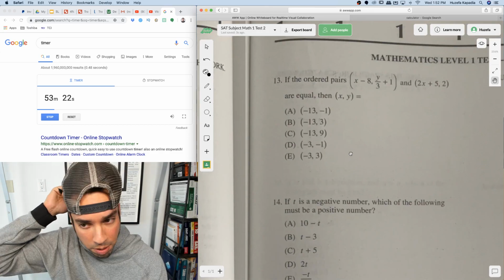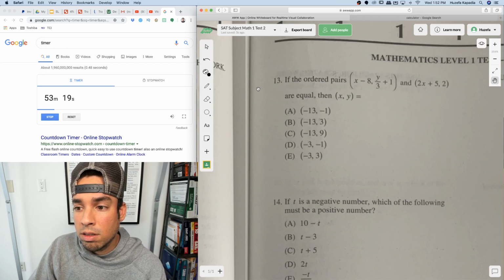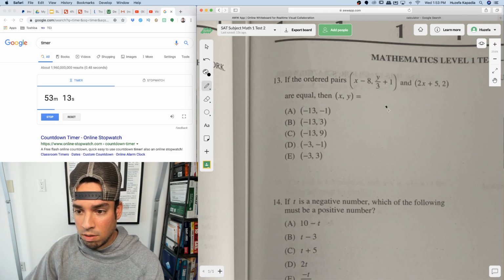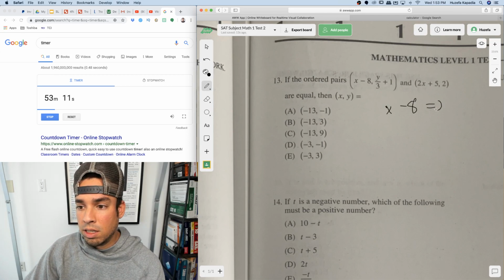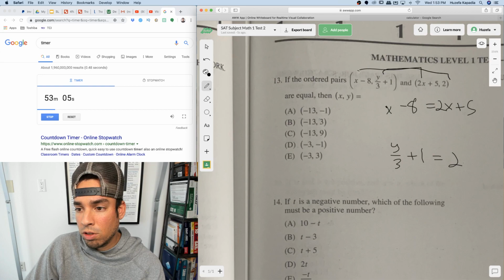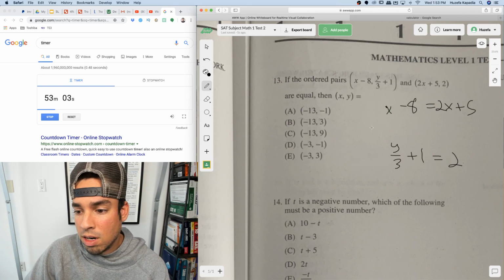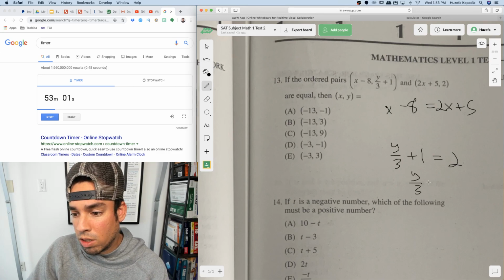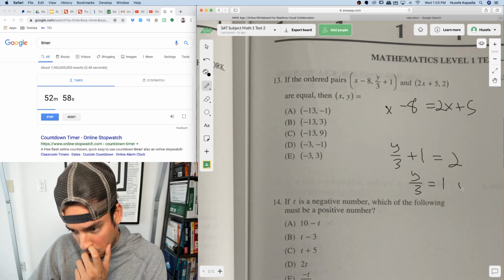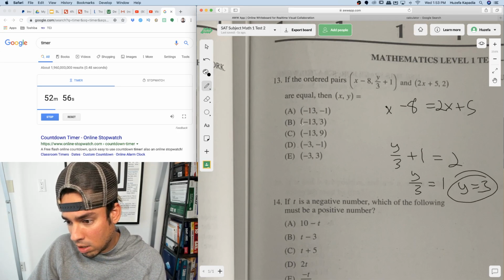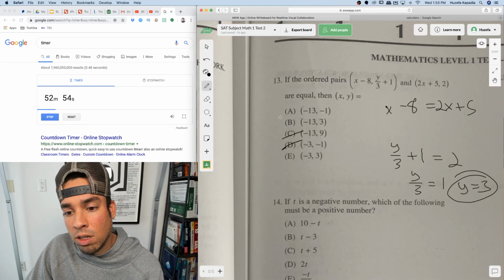13. If the ordered pairs are equal, okay, let's set them equal to each other. So that means, first of all, x minus 8 equals 2x plus 5. Y over 3 plus 1 equals 2, right? The y's equal each other and the x's equal each other. That's all I did. Now let's solve y over 3 equals 1. Subtract 1 from both sides. Multiply by 3. Y equals 3. That's easier. So this is out, and this is out.